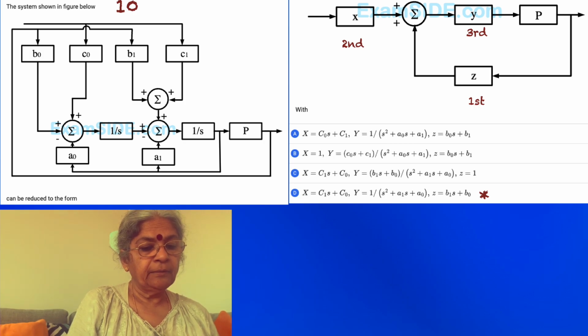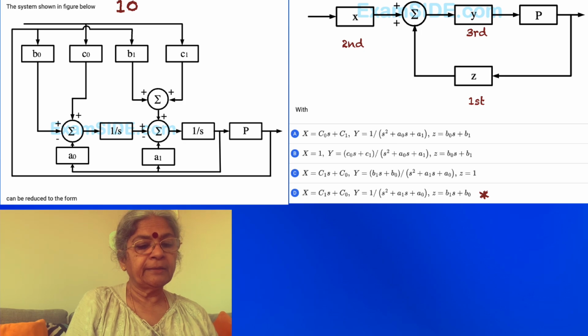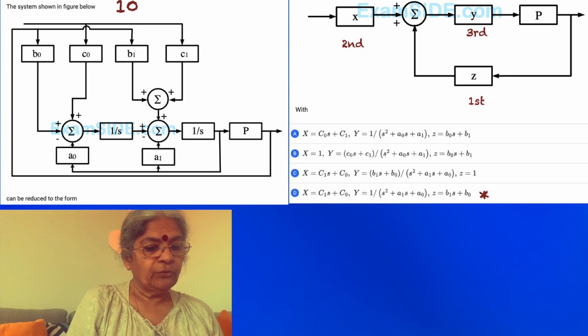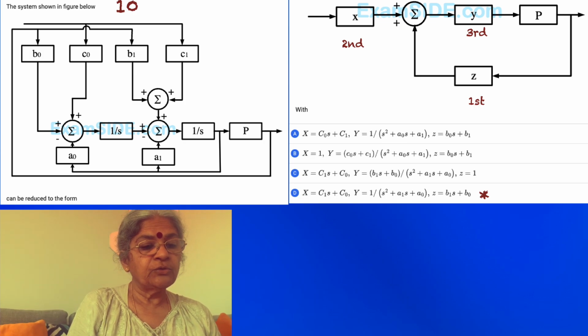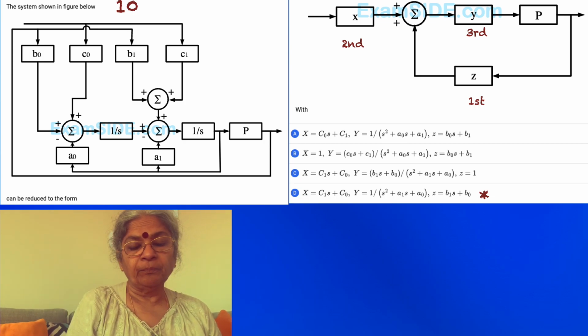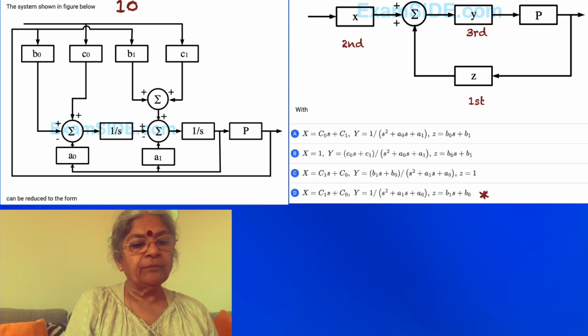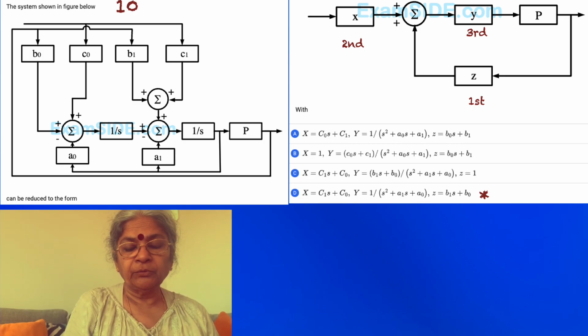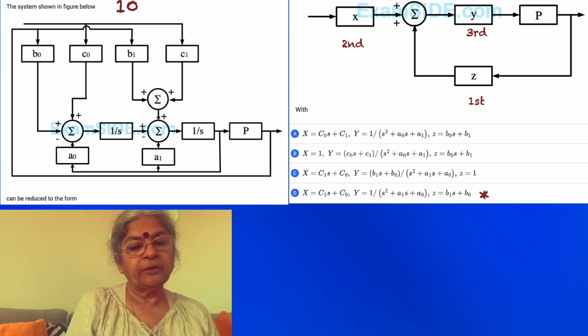Okay, returning to one integrator case or two integrator case in a cascade. The system shown in the figure below can be reduced to the form. Let's compare the form there, because all the quantities, that is x, y, and z, are explained, and we are supposed to pick up the correct one. So where do we proceed from?